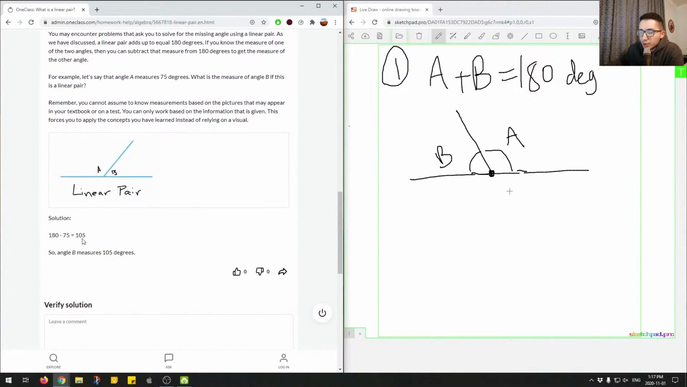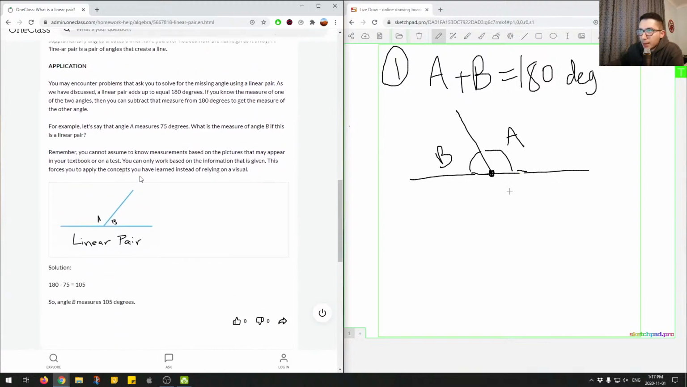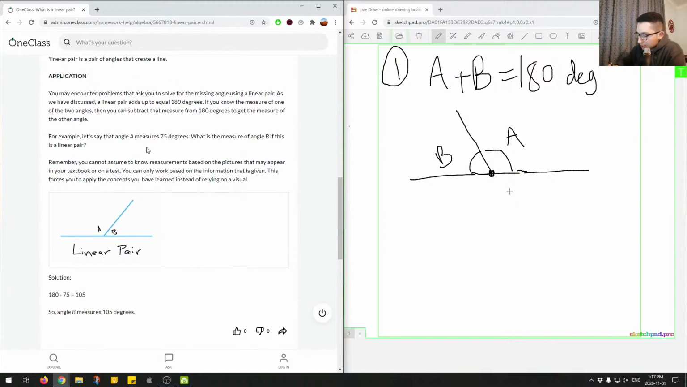Down here the junior tutor presents an application. For example, let's say we had A is equal to 75 degrees. This diagram is incorrect, so let's rearrange these two. Let's say this is angle A over here, and then this is angle B over here. So angle A is 75 degrees.